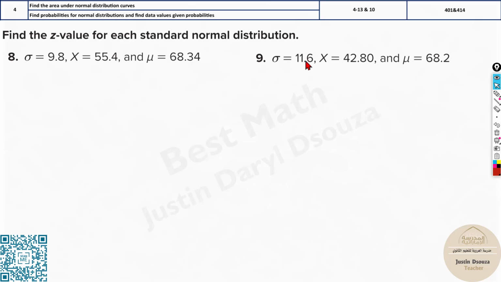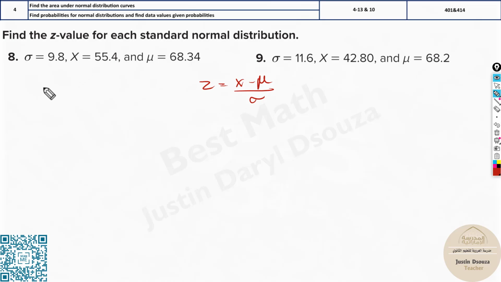Now we have z-value problems. These are very easy and simple problems. All you need to remember is one formula. Z-value is always given as x value, that will be either given or you need to solve it, minus mu, divided by sigma. Just these are the three things to remember. Now, z value can be positive or negative. If it's negative, it's on the left side of the center of this normal distribution curve. Positive is right. Now, let's solve this.